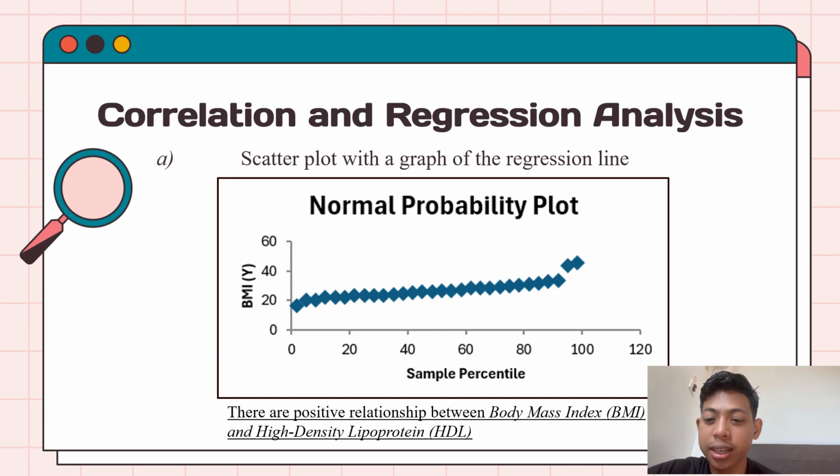Okay, for the correlation and regression analysis, we can see the graph is increasing. So we can conclude there is a positive relationship between BMI and HDL.